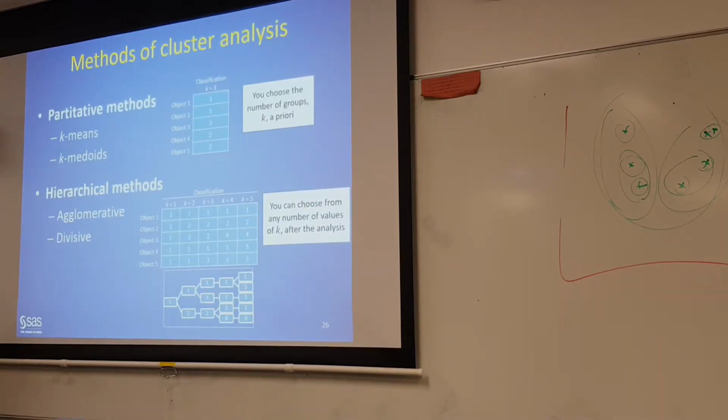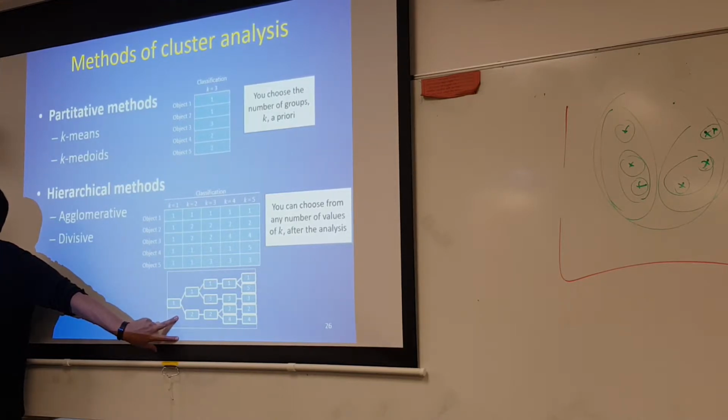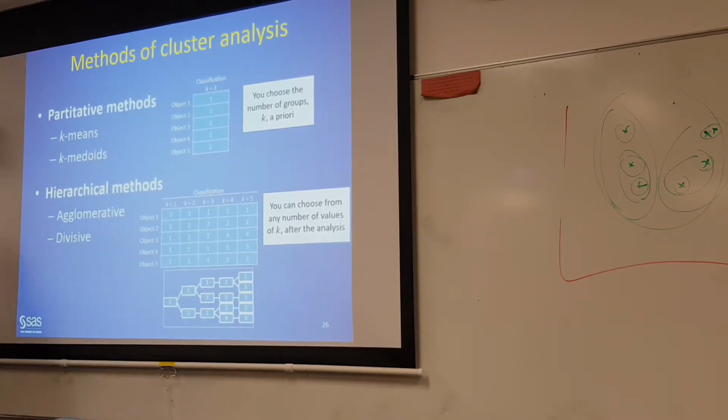So from here, this is your dendrogram, basically. That's what you're going to end up with. You can then choose the number of clusters that you think is correct, based on your analysis.